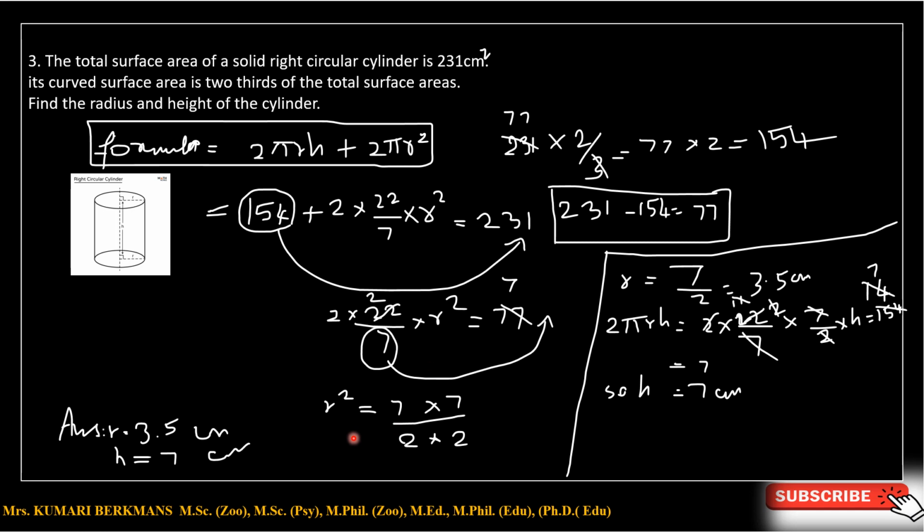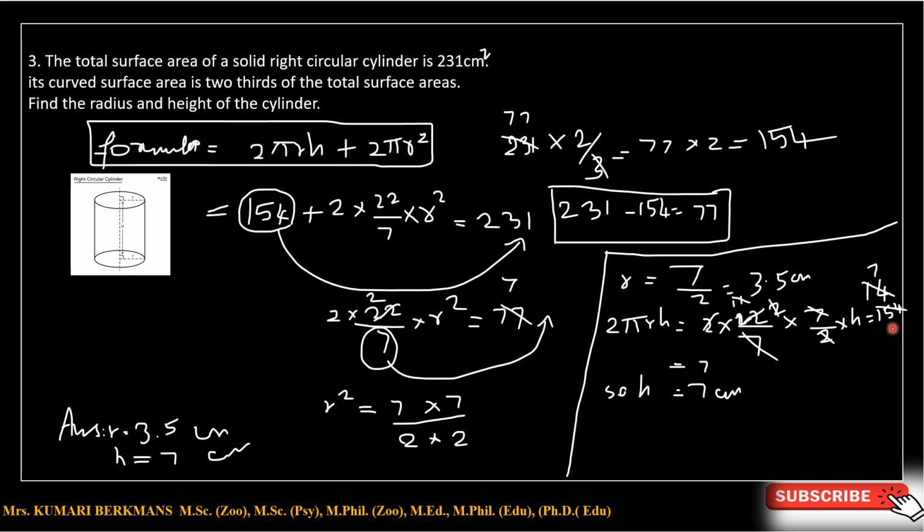So r square is 7 into 7 by 2 into 2. This 2 into 2, when it goes here, it goes down. So this is the r square value. The r square value is 7 into 7 by 2 by 2. So the r value is 7 by 2. 7 by 2 means it is 3.5 centimeter, right? So 2 pi rh is equal to, let us apply this value, 2 into pi value 22 by 7, and r is 7 by 2 into h is equal to 154.